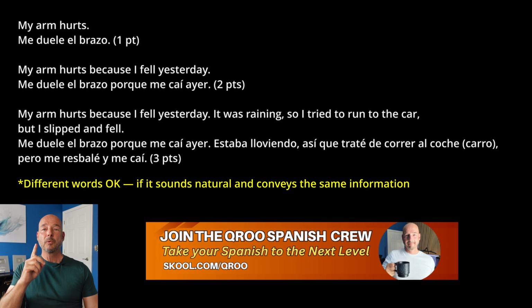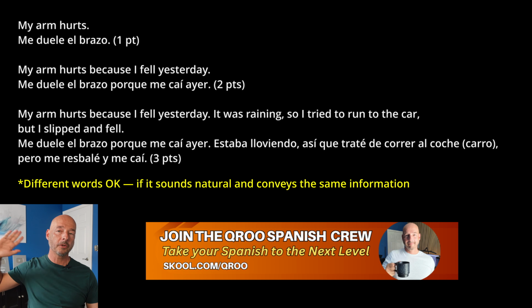Intermediate: me duele el brazo porque me caí ayer. You should have basically just that, not a lot of stuff to work with there. And the advanced one, this was a long one, right? Me duele el brazo porque me caí ayer. Estaba lloviendo, así que traté de correr al coche, maybe you have carro, y me resbalé y me caí.